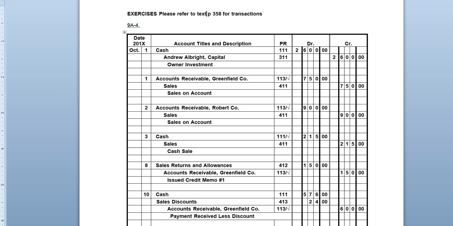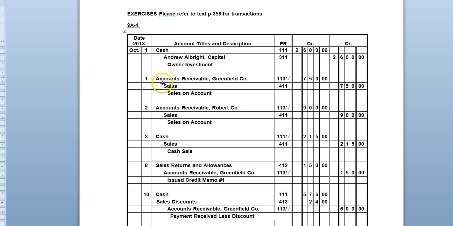They start off, and it's got nothing to do with merchandising, but it appears they start off with an investment transaction on October 1st, where Andrew Albright invested $2,600 in the business. That's old news, whereby to increase cash, we would simply debit cash and credit Andrew Albright capital.